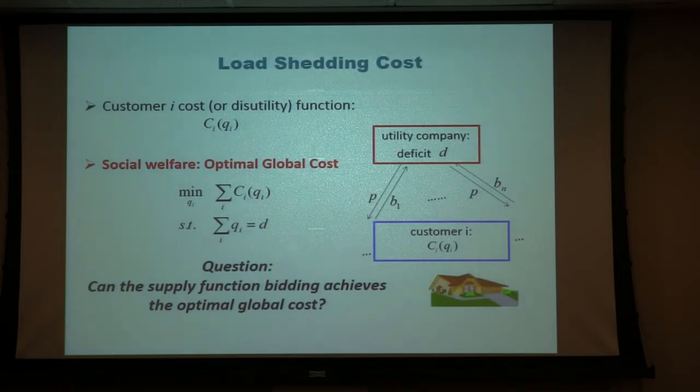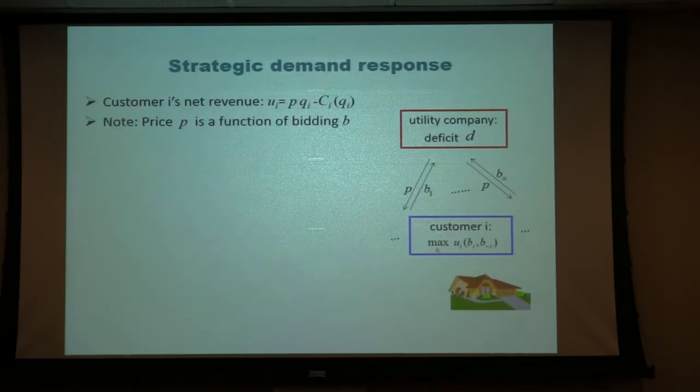Now the question is, can the supply function bidding I talked about before achieve the optimal global cost? So now let's think about how an individual person will act. Here I follow the Nash game theory, Nash equilibrium, to study this problem. So how do people think about this? This is the revenue I get: P is the price, Q_i is how much I change. Then how much payment I get from the paying company, and this is the cost.